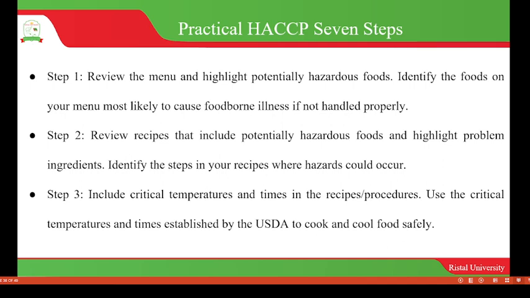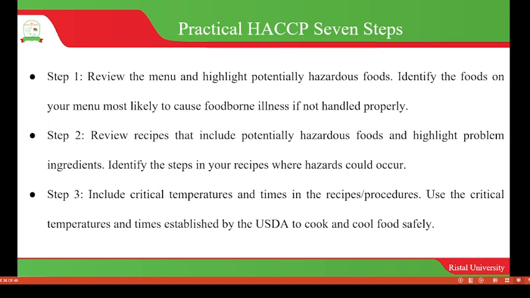Then you have to highlight the problem ingredients so that you can identify the steps in your recipes where hazards could occur, because you know which recipe or which food has a high potential for hazard. Therefore, you will be in a position of knowing in which step the hazard is most likely going to occur.